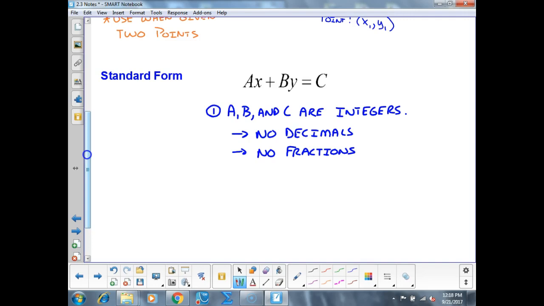The second condition is that A is positive. Yeah. A is positive. Again, to go from standard form to slope-intercept form, you just solve for y and put it in that y equals form.